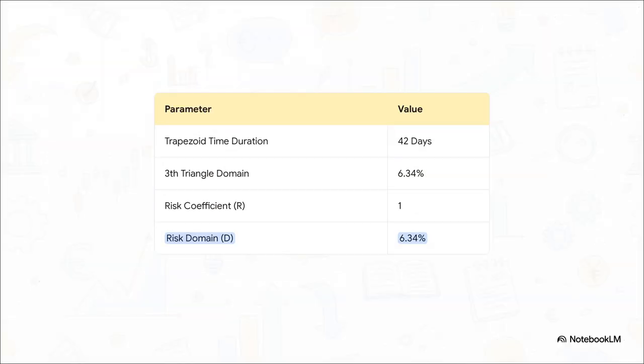Now here are the specific parameters coming directly from the market DNA model for this cycle. The trapezoid time duration is 42 days. The third triangle domain is 6.34%, and the risk coefficient, or R, is set to 1. You put those together, and they give us a total risk domain, labeled D, of 6.34%.